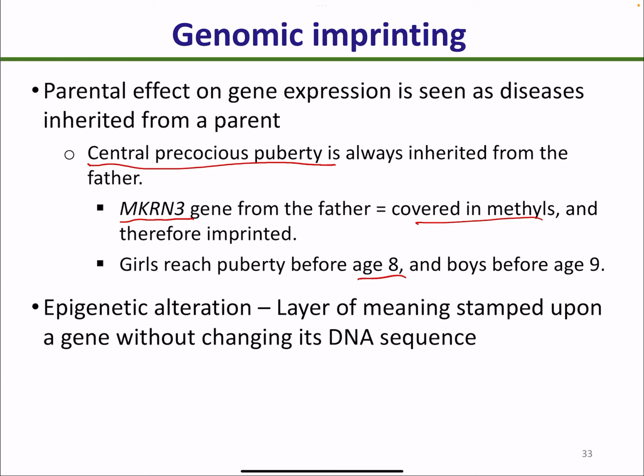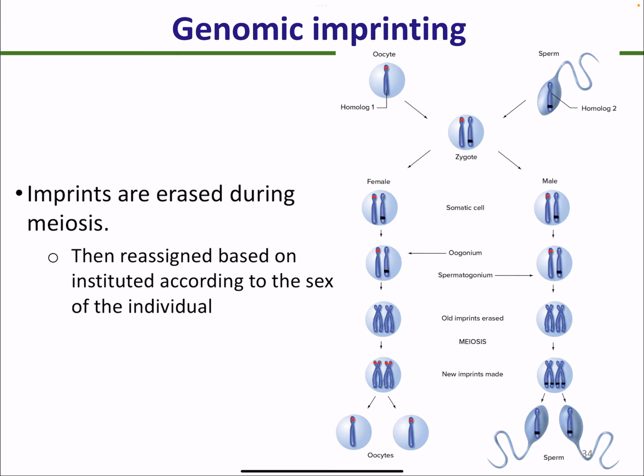So remember epigenetics, right? Epigenetic alteration is that alteration of the genetic information that does not affect the sequence of DNA, but it does affect gene expression because of some residues such as methyl groups that are attached to genes. Okay, so imprints are erased during meiosis. I already mentioned that. Imprints are erased during meiosis.